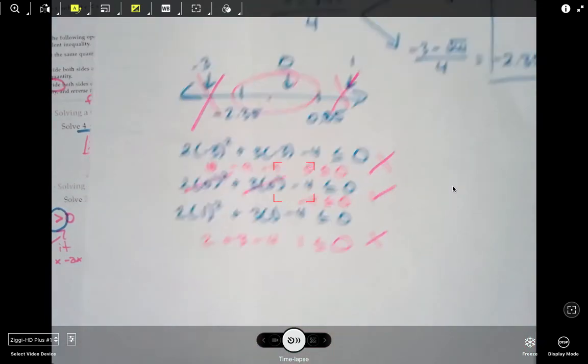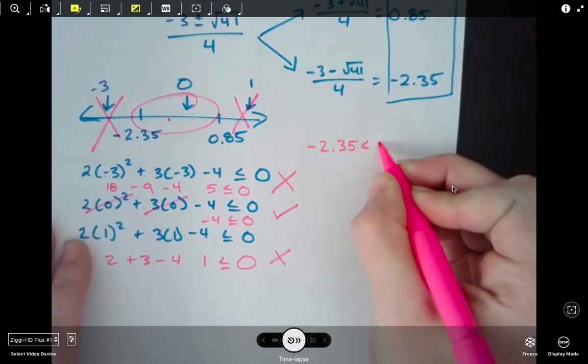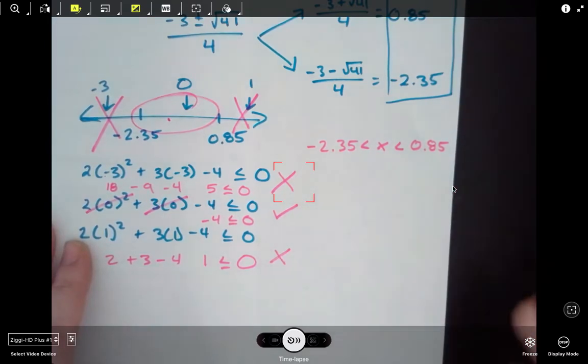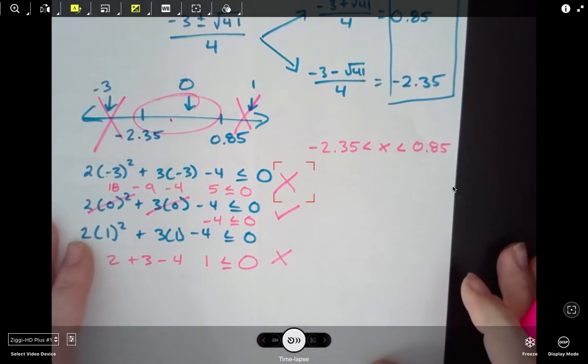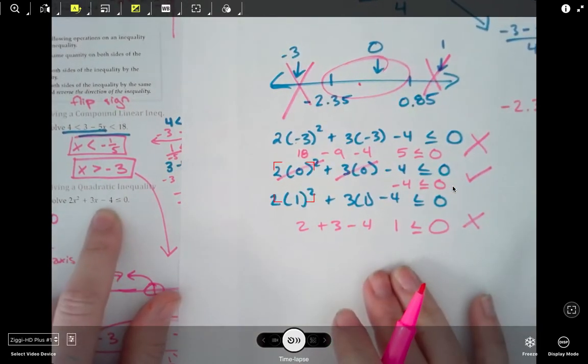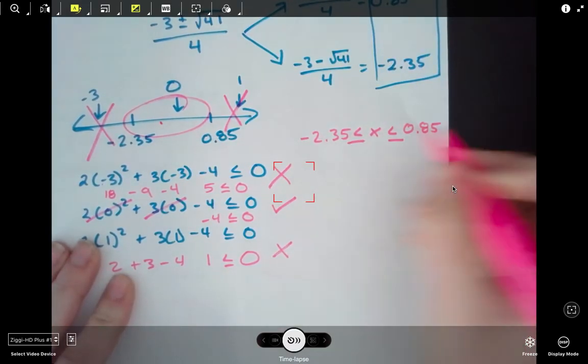So what I have going on right now is negative 2.35 is less than x, which is less than 0.85. Now, is it less than or equal to, or just less than? Look at your original equation. This one right here. Equal to. There's an equal to symbol. So this is going to be my solution.